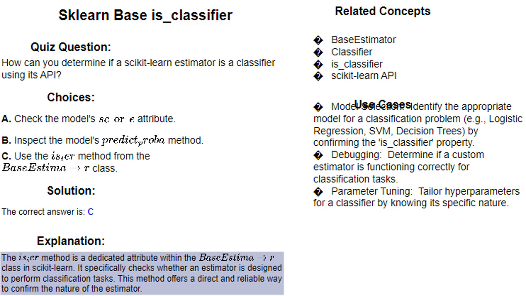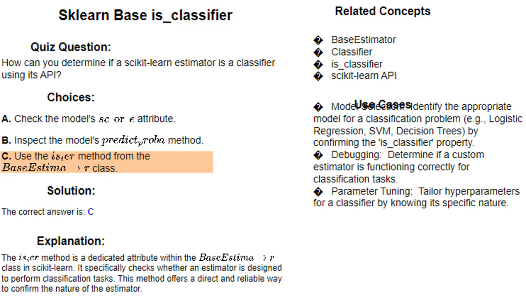The isClassify method is a dedicated attribute within the base estimator class in scikit-learn. It specifically checks whether an estimator is designed to perform classification tasks. This method offers a direct and reliable way to confirm the nature of the estimator. True. Use the isClassify method from the base estimator class. The isClassify method within the base estimator class in scikit-learn directly checks if an estimator is a classifier.